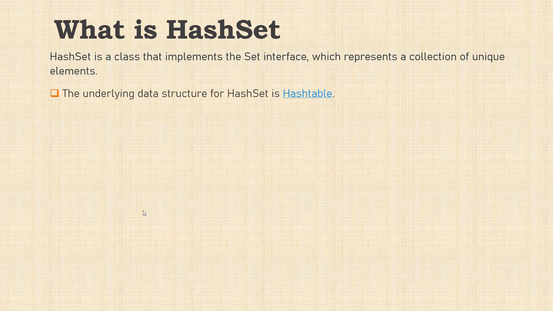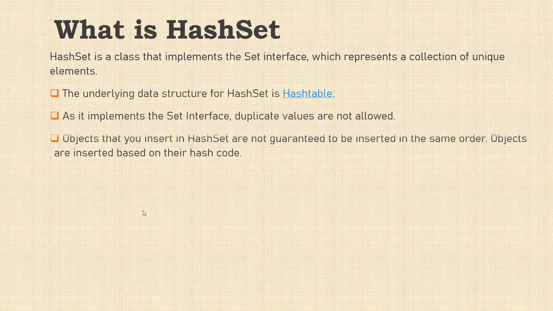The underlying data structure of HashSet is a hash table. Internally it uses a hash table. As it implements the Set interface, duplicate values are not allowed here. Objects that you insert in HashSet are not guaranteed to be inserted in the same order. It does not preserve any insertion order, so we can get results in any order. Objects are inserted based on their hash code. Internally it uses the hash code mechanism to store data, same like HashMap.